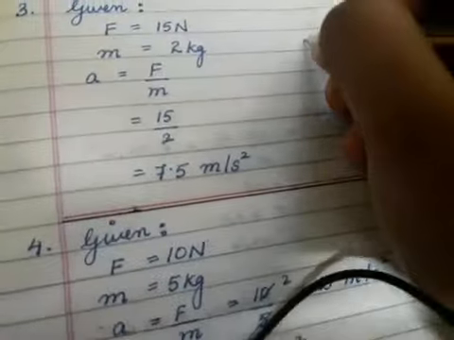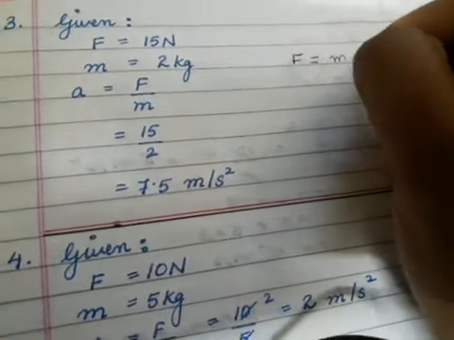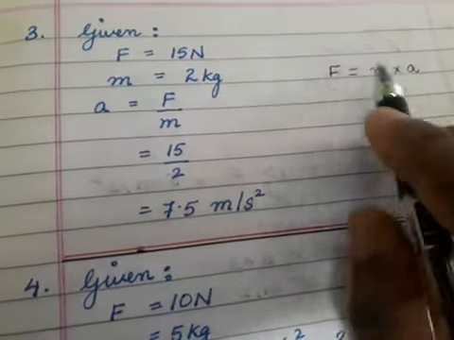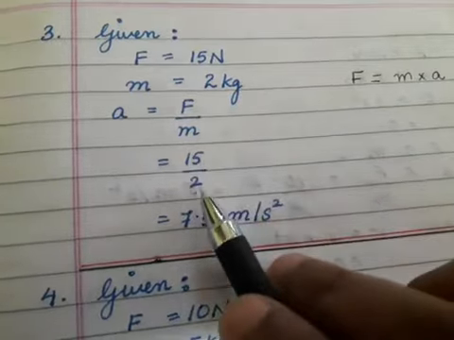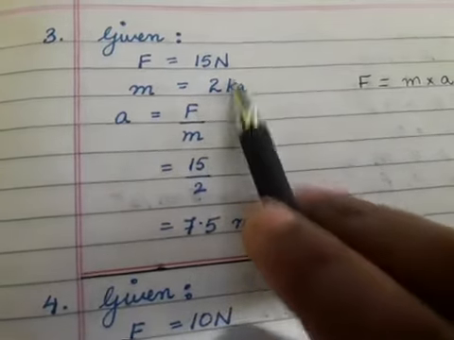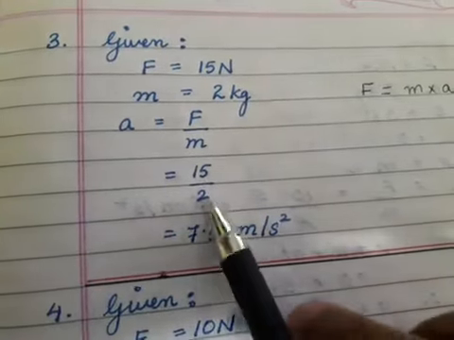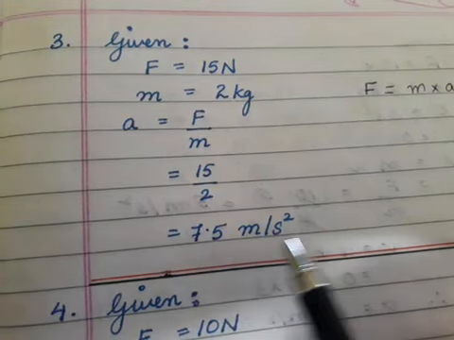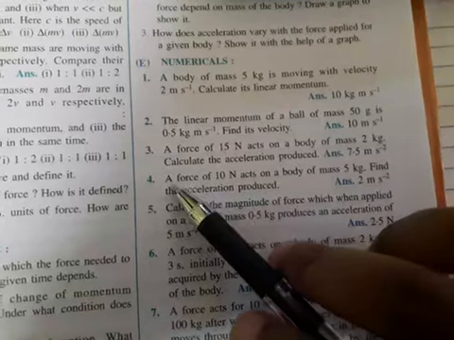From where did we get this expression? We know that F is equal to m into a. So if F is equal to ma, a will be equal to F by m. Clear? So you have 15 by 2. Everything is in SI units, so no problem. After that you just have to divide it and you'll get this answer, acceleration to be 7.5 meter per second square. Clear?